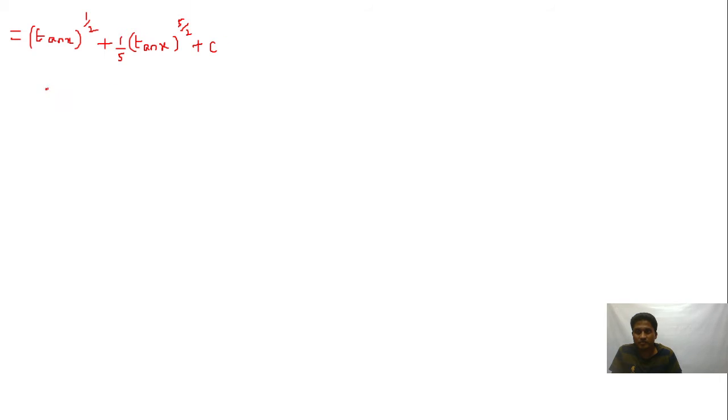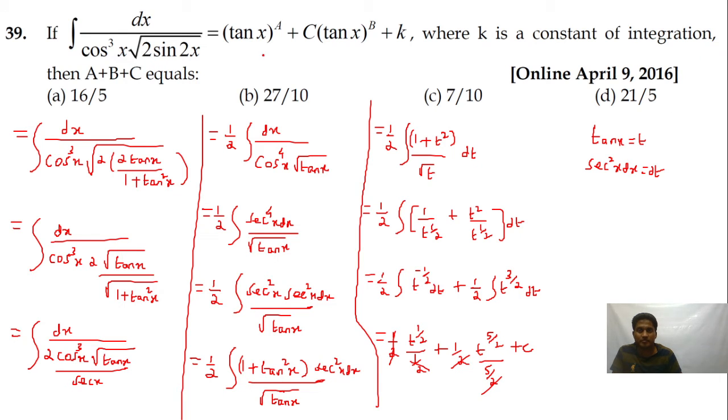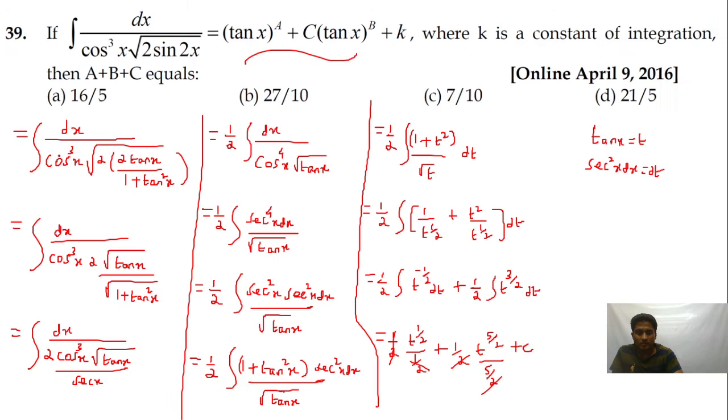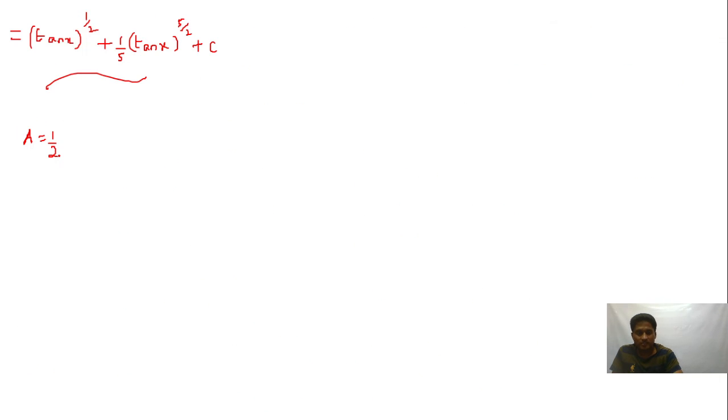Let me see what I am supposed to find. I'll compare this with the question. What will be a? A is equal to half, na? And then b is equal to 5 by 2, and c is equal to 1 by 5.